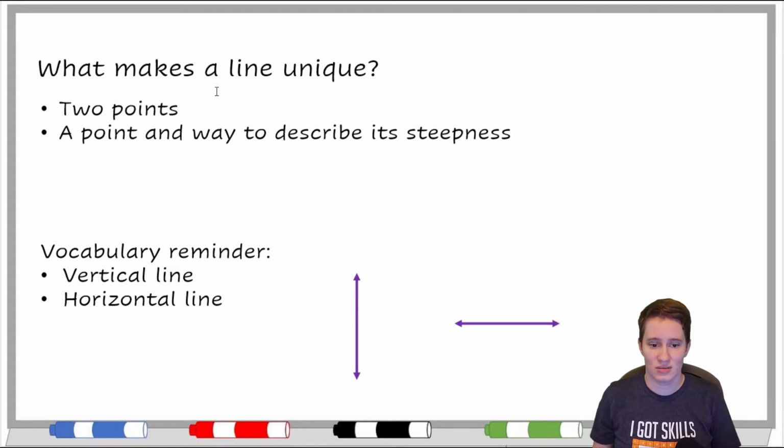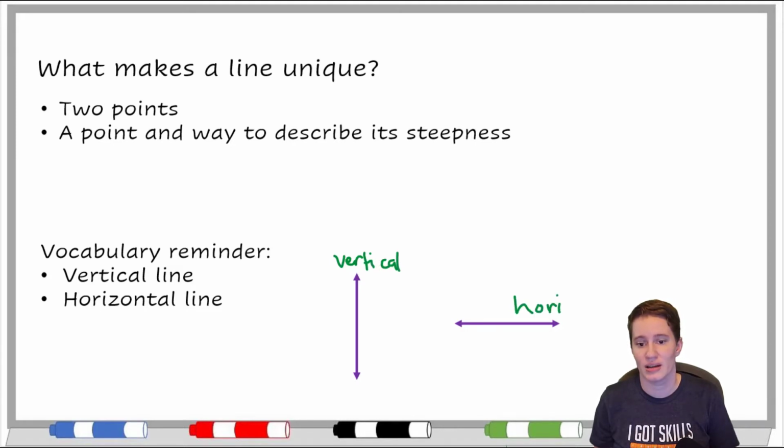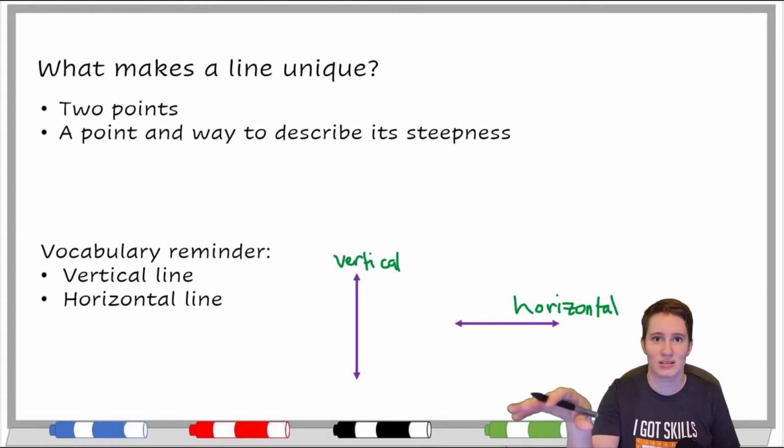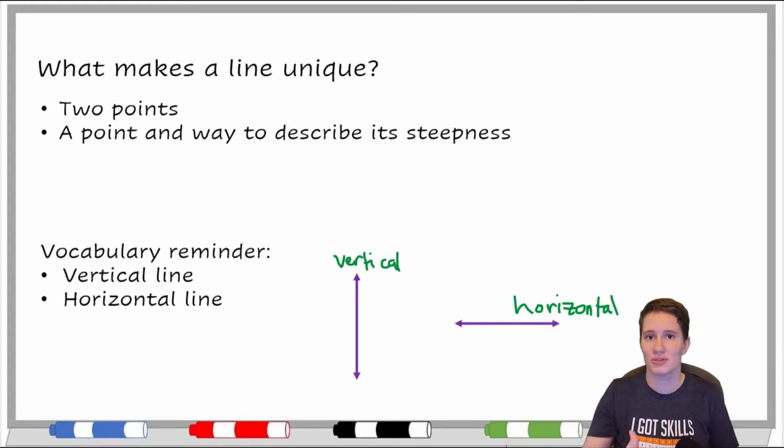So I'm going to label these here. This is a vertical line, and this one is horizontal. And the way that I was taught to remember which is that a horizontal line looks like the horizon. So imagine yourself looking at a beautiful sunset on the horizon. That's the direction of a horizontal line. And the vertical line is opposite of that.